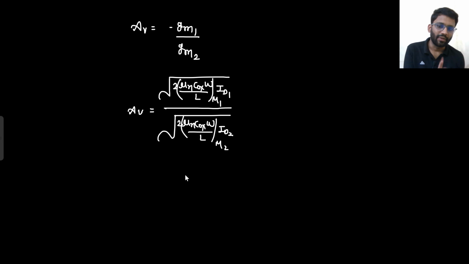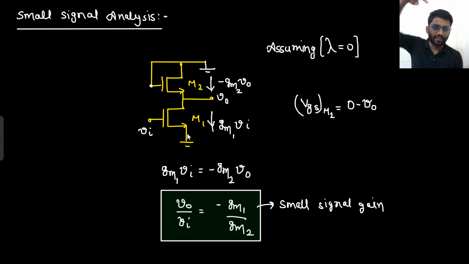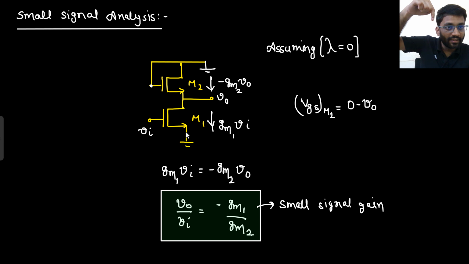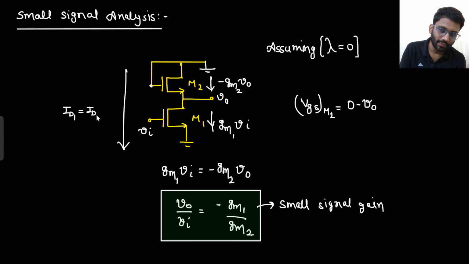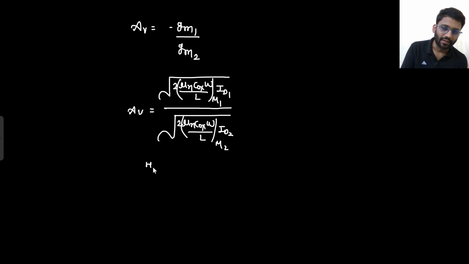So this is the gain. Now here, what do you see in this circuit? The ID current. What is ID current? Large signal DC current. ID is DC current. So here, what you can see? ID1 is equal to ID2, because the complete MOSFET stack will have the same current. ID1 is equal to ID2 is equal to ID. Look, here the large signal DC current is the same.